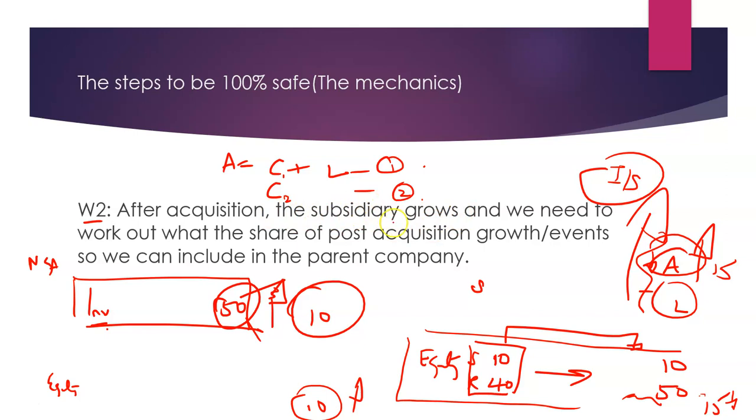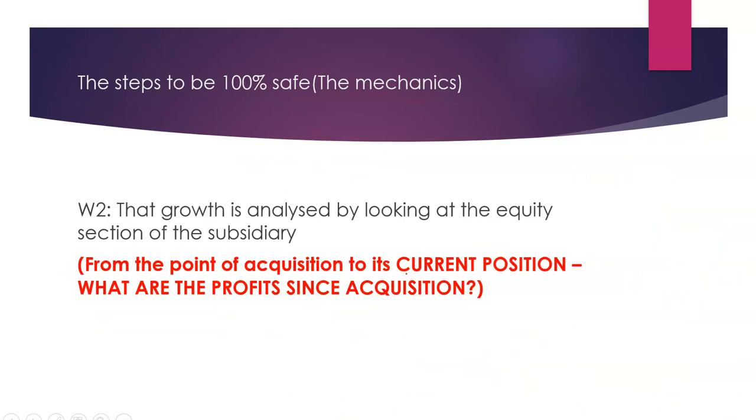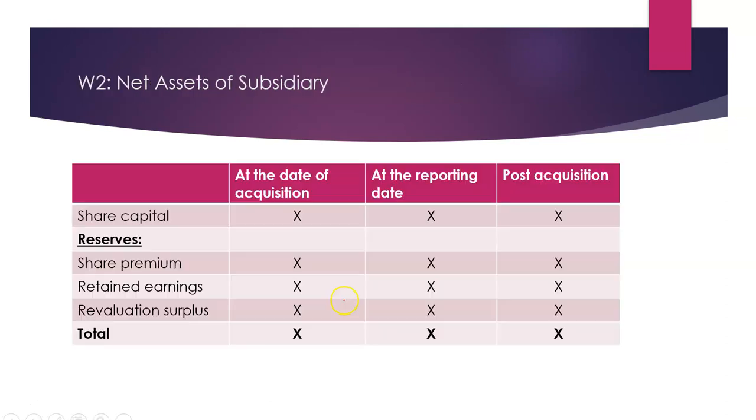Anyway, after acquisition the subsidiary grows. I'm just reading again: after acquisition, the subsidiary grows, and we need to work out what the share of post-acquisition growth is, so we can include it in the parent company. That growth is analyzed by looking at the equity section of the subsidiary. So from the point of acquisition to its current position, what are the profits since acquisition?